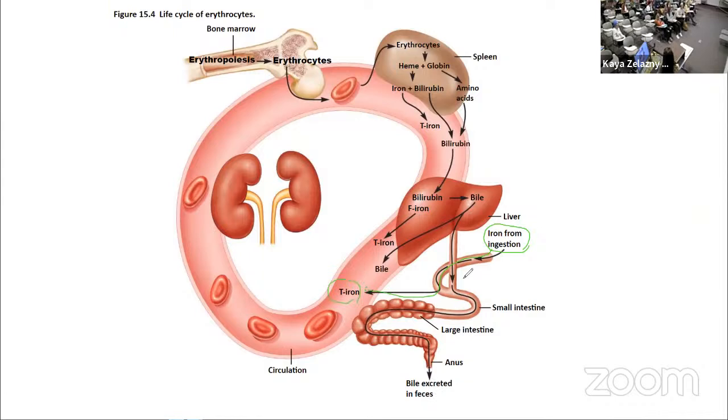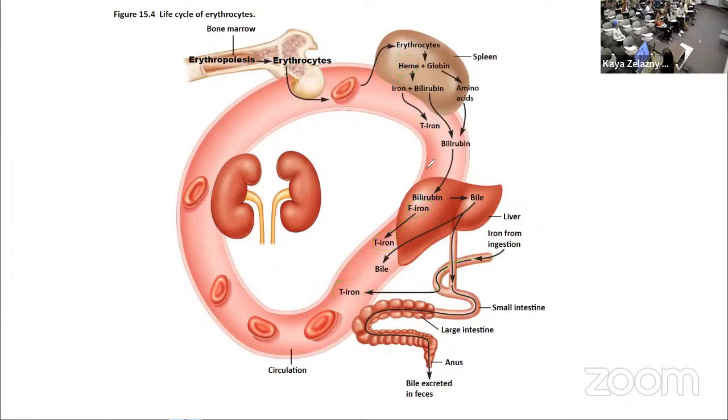Okay. So these are our three sources of iron in the blood, right? We had iron coming from breakdown of that heme group, bound to transferrin. We had iron that was stored in the liver bound to ferritin that we can then move into the blood bound to T iron. And then iron that we eat also moves into the blood, moved around as T iron. Okay.